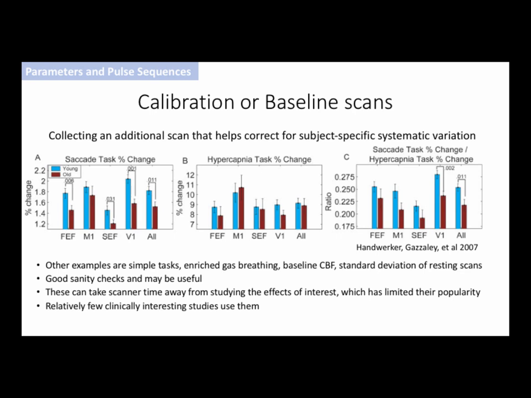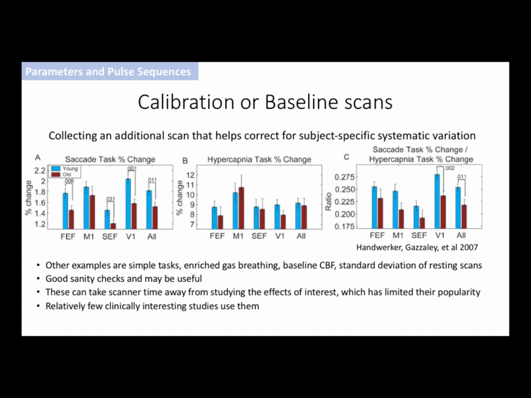There are other examples of baseline scans, either simple tasks, just to say we know what their basic visual response is. You can do other more complex forms of calibration using CO2 breathing or enriched O2 breathing. There are baseline CBF scans. Other people have done standard deviation resting scans. In general, I would say these can be very good sanity checks, and they might be very useful.